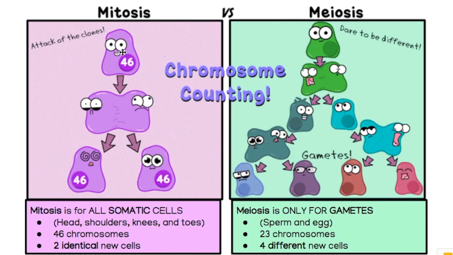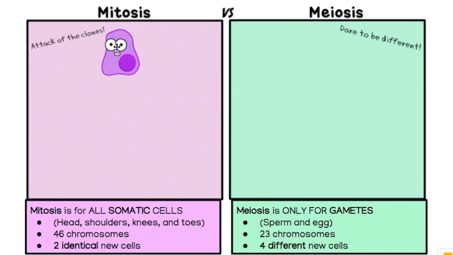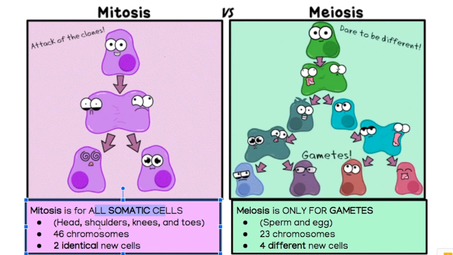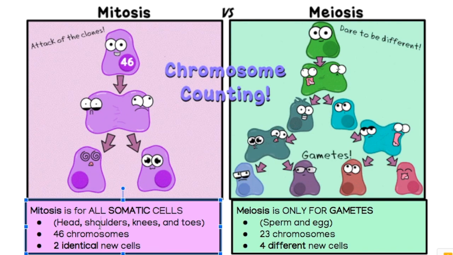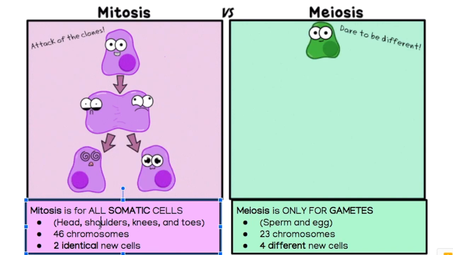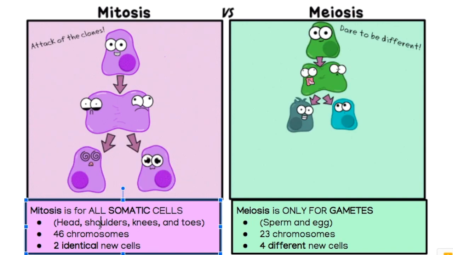On the mitosis side, we start with this cell that has 46 chromosomes. We know that mitosis is only for somatic cells, so this is a somatic cell. And somatic cells are things like your head, shoulders, knees, and toes. Any body part you can think of is made out of somatic cells, with the exception of sperm and egg. Those are the only non-somatic, or non-body, cells.